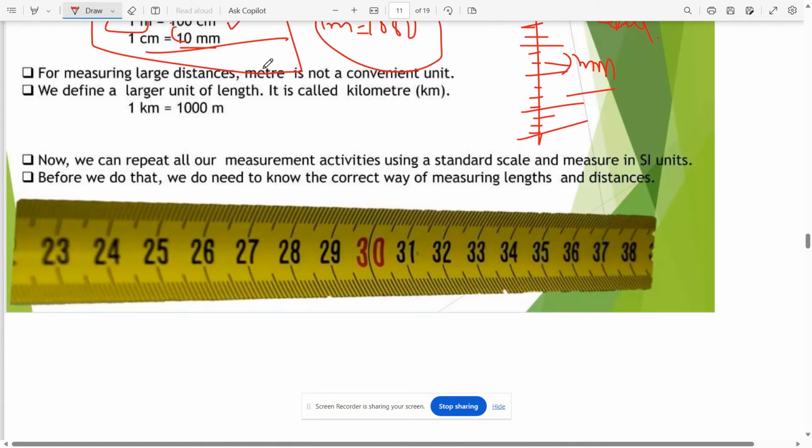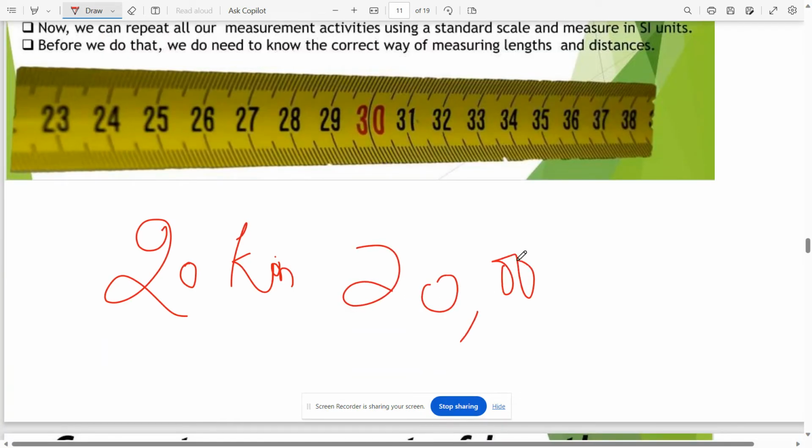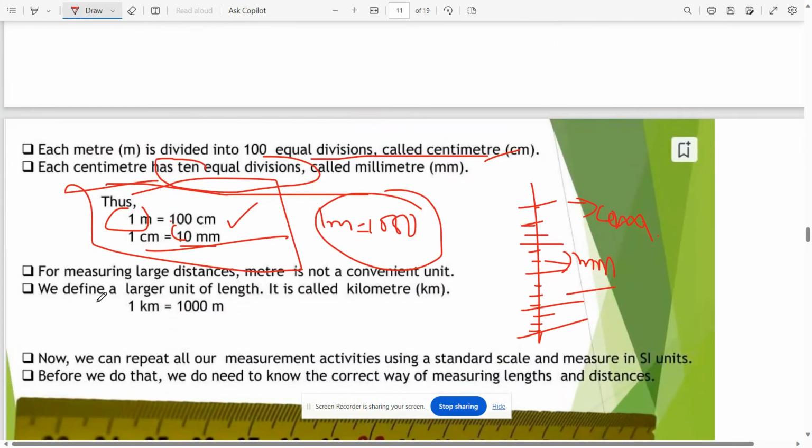For measuring large distances, meter is not a convenient unit. Large distances, like 2 kilometers or 20,000 kilometers, it's not an appropriate unit, because we have to calculate a lot. So for measuring larger distances, meter is not a convenient unit. We define a larger unit of length, which is the kilometer. 1 kilometer is equal to 1,000 meters.